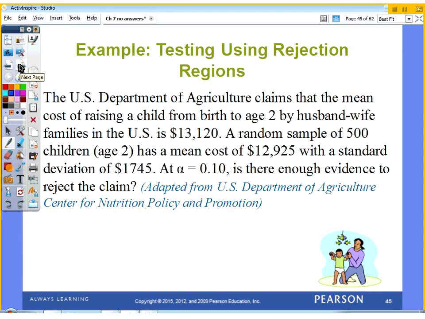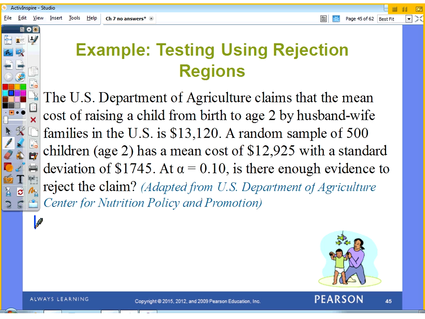Let's try another one. The U.S. Department of Agriculture claims that the mean cost of raising a child from birth to age 2 by husband-wife families in the U.S. is $13,120. A random sample of 500 children has a mean cost of $12,925 with a standard deviation of 1745. At alpha equal to 0.1, is there enough evidence to reject the claim?